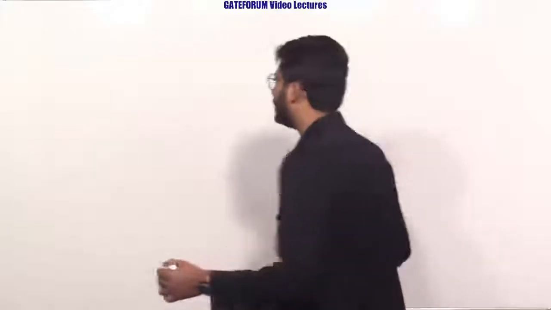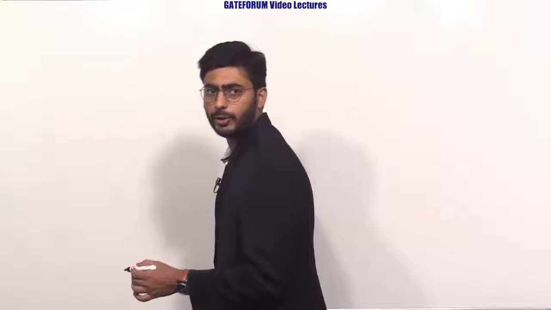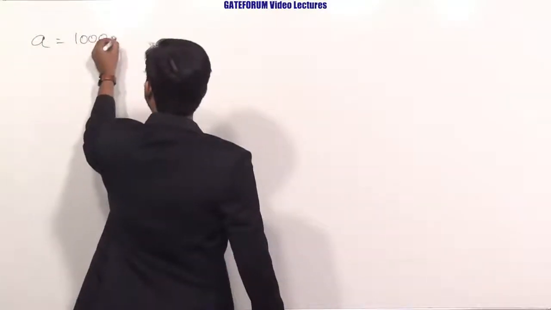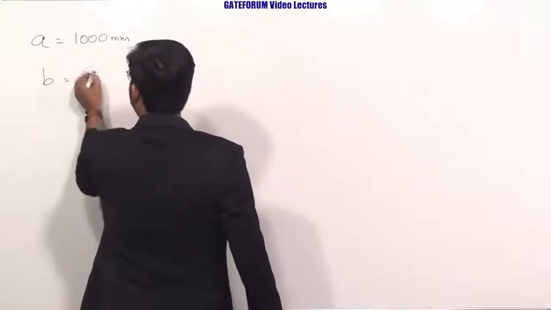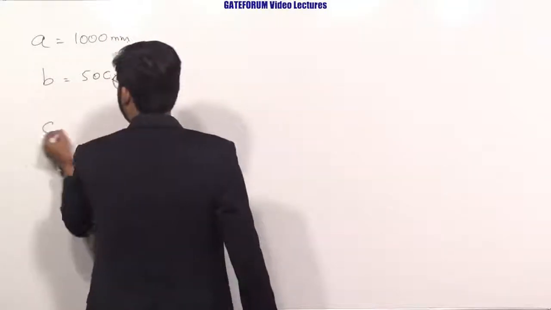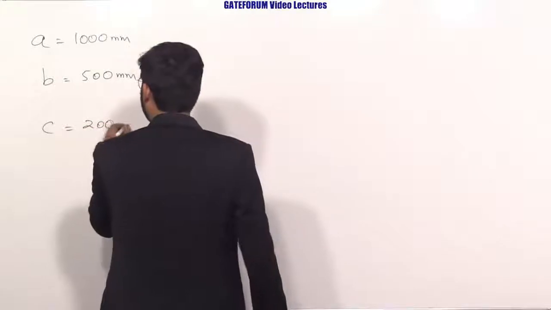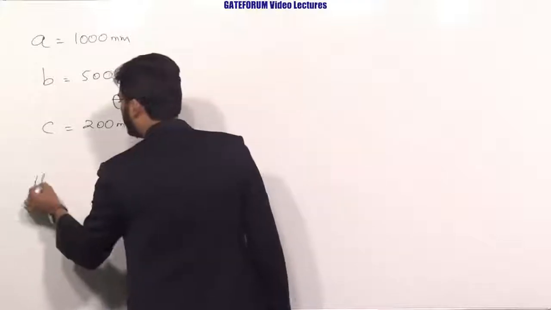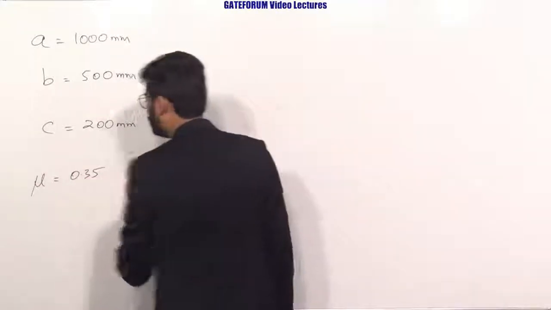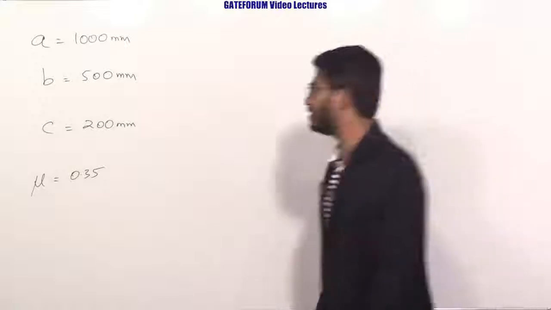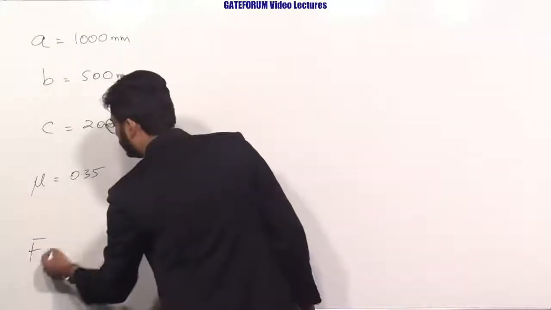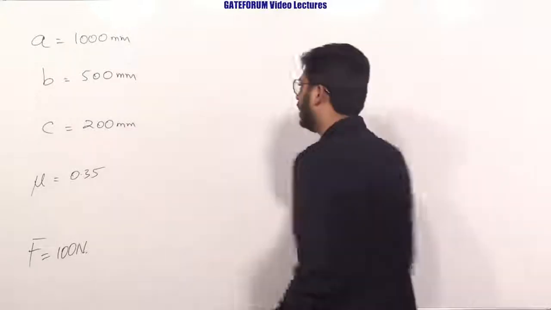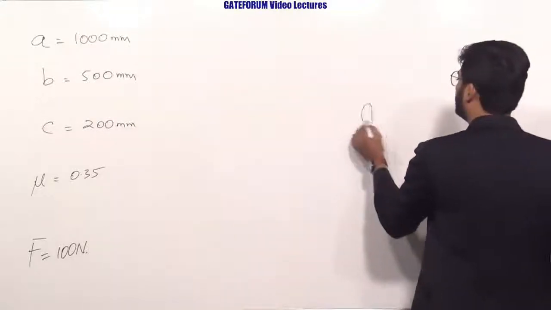So here the braking torque is asked. Here are the dimensions of the brake: A equal to 1000 mm, B equal to 500 mm, C equal to 200 mm, and mu is equal to 0.35, and F is equal to 100 newtons. This is the applied force. This is the given data.